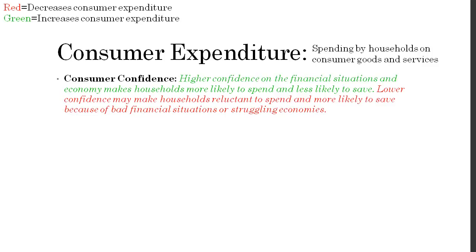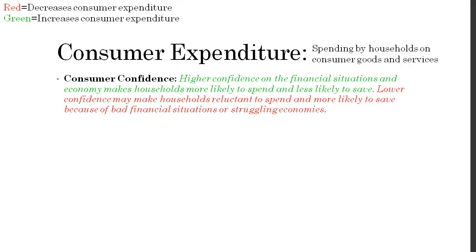Consumer expenditure. This is spending by households on consumer goods and services. It is determined by multiple different factors. The first is consumer confidence. When households are more confident about their economy and their financial situation, they tend to spend more money and save less. This also works the opposite way. For example, in a recession, consumer confidence may be low, so they are reluctant to spend money as they may be fearful of losing their job. High consumer confidence causes increases in consumer expenditure, and low confidence decreases expenditure.